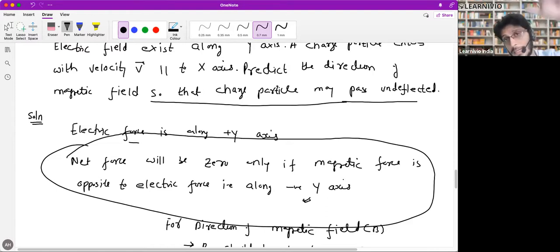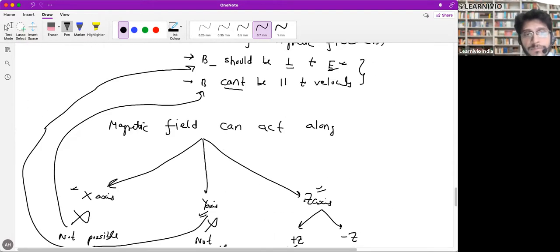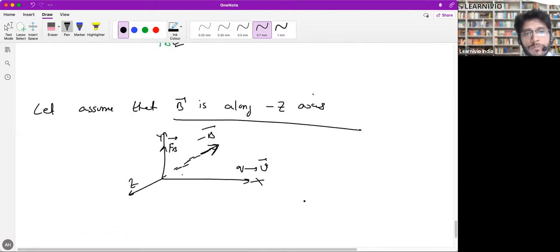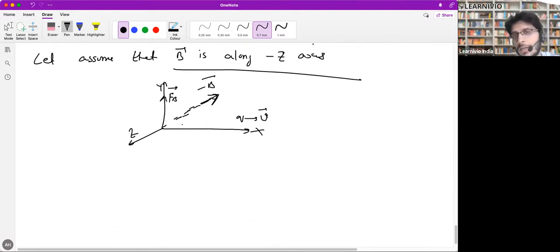We need magnetic force along negative y-axis. But from this direction of magnetic field, the direction of magnetic force that we are getting is along positive y-axis. We need it along negative y-axis, but we are getting along positive y-axis. That's why this assumption is wrong. This assumption is not correct. Yes, Shahzada, did you get it? Yes, sir. Explain it again. Why is this wrong?